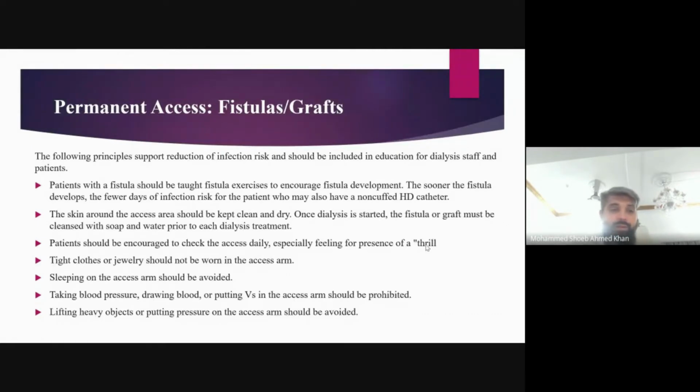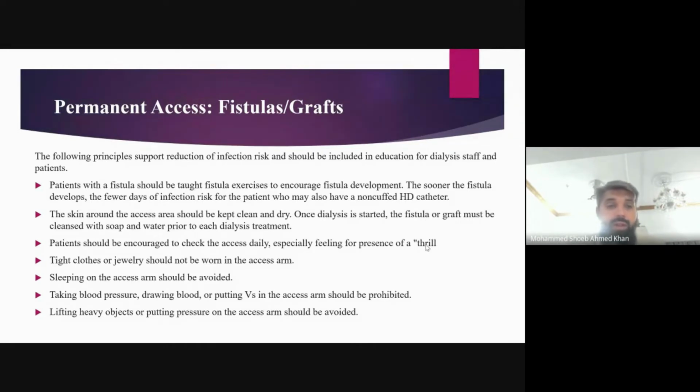Fistula is the lifeline of a dialysis patient, and even before a fistula is created, patients should be taught not to give the healthcare worker any sample from that hand. After the fistula has been made, they should be told again. Sometimes some nurses may not know, and seeing a very good looking vein, they may put a cannula or try to take blood from there. That can be very detrimental.